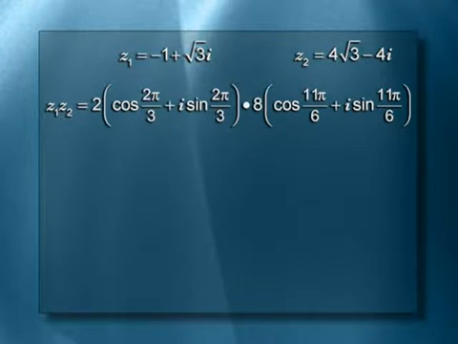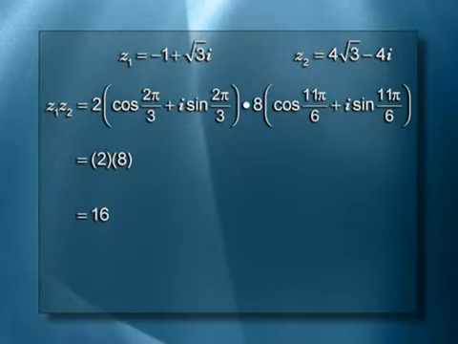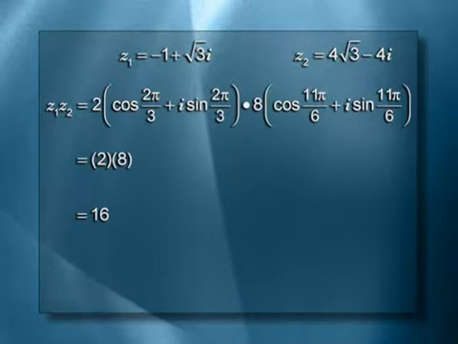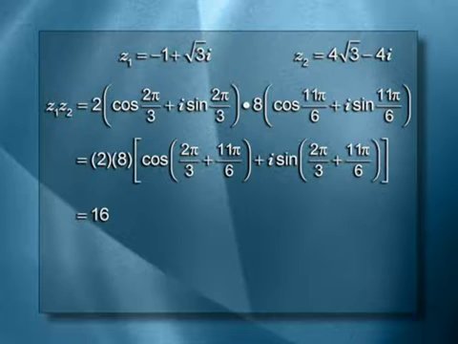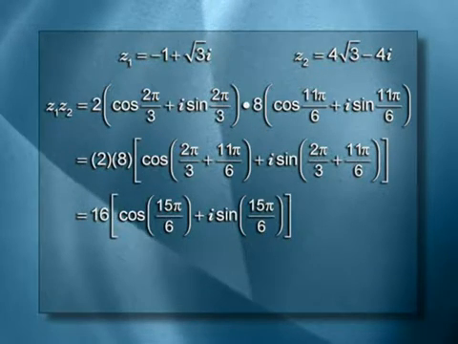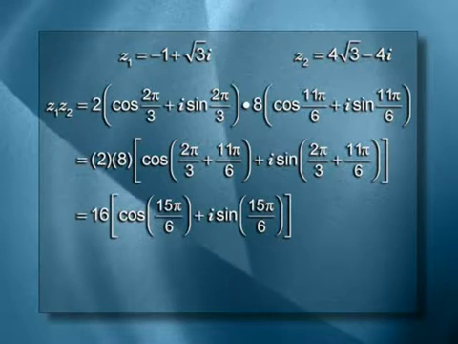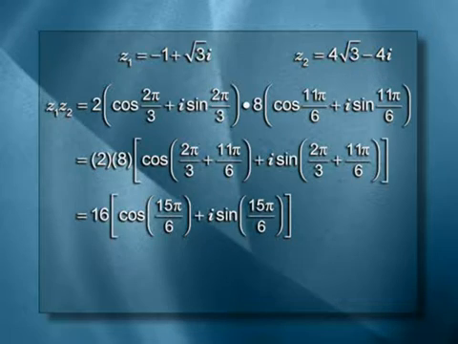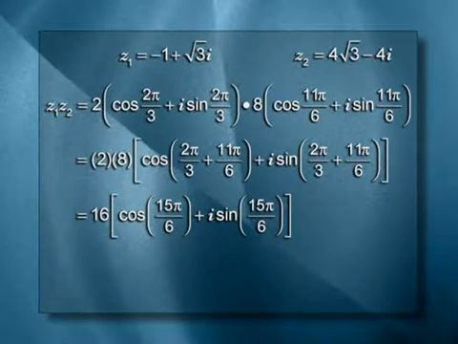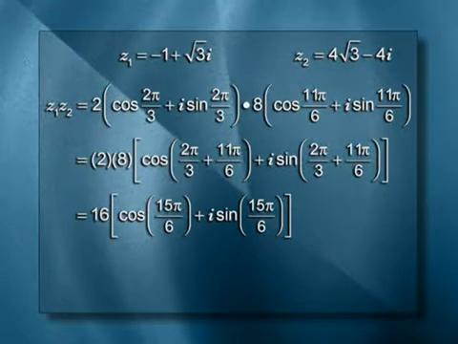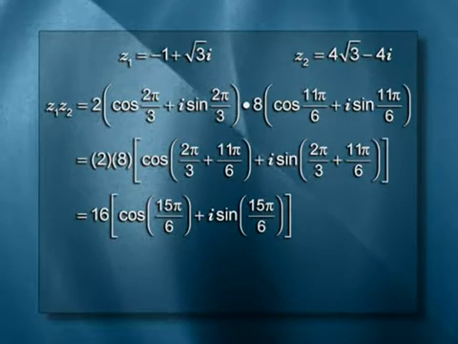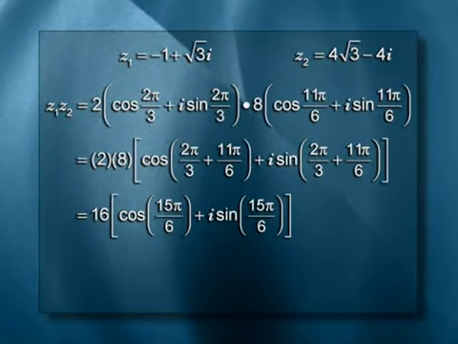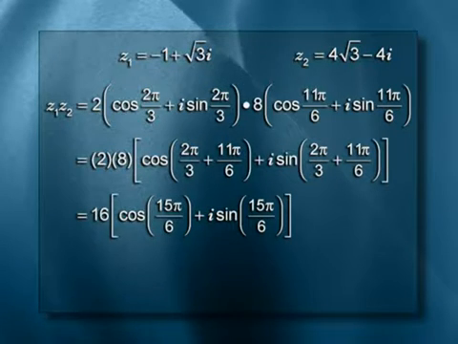This is a little messy here, but I think we can get ourselves through it. The product would be, well, you multiply 2 times 8, and that'll give 16 out in the front. And then it's cosine of the sum of the angles plus I sine of the sum of the angles. And the sum of 2 pi over 3 plus 11 pi over 6 is 15 pi over 6, if you get a common denominator there. So it comes out to be 16 times the quantity cosine 15 pi over 6 plus I sine 15 pi over 6. But now wait, 15 pi over 6, that's coterminal with pi over 2. Think about it. 12 pi over 6 would be 2 pi, and then I'm left with 3 pi over 6, which is pi over 2.